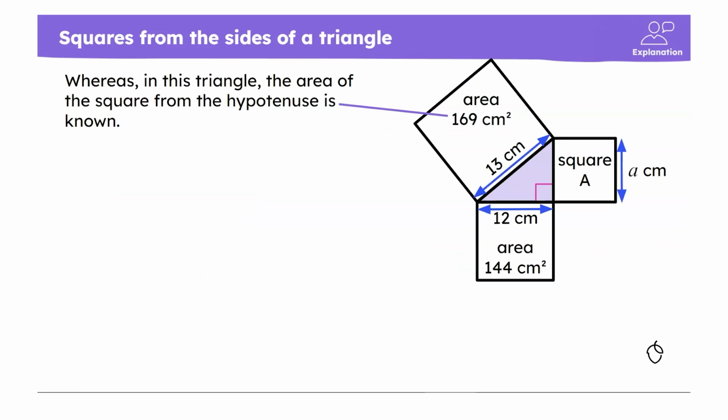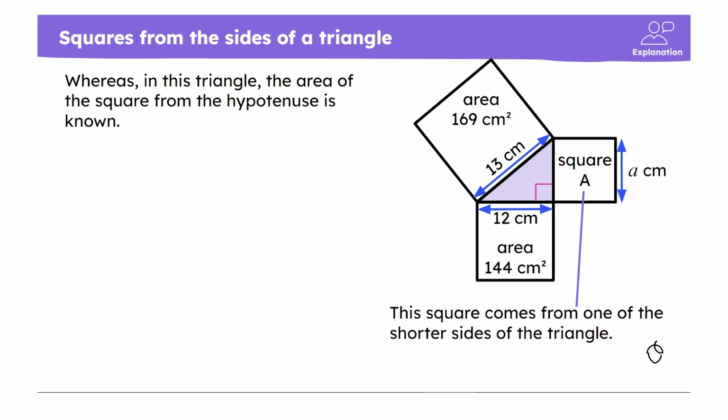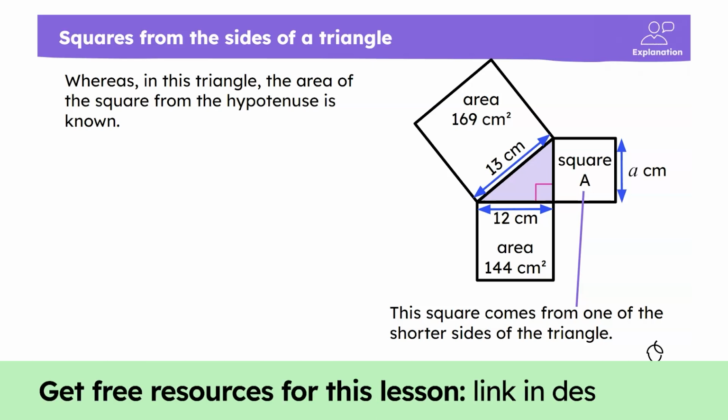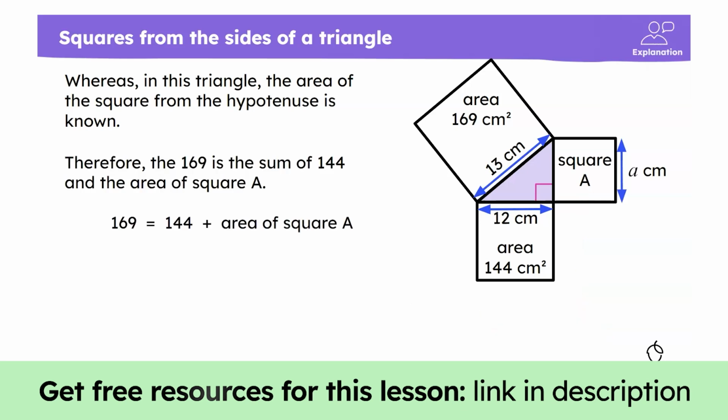However, here, on this diagram, we know the length of the hypotenuse of that triangle is 13 centimetres. The area of the square formed from it is 13 squared, or 169 centimetres squared. The side labelled A centimetres is not the hypotenuse. It is one of the two shorter sides. Because we know the area of the square from the hypotenuse is the sum of the other two areas, we have 169. The area of the hypotenuse is equal to the area of that bottom square, 144, plus the area of square A, which we do not currently know.